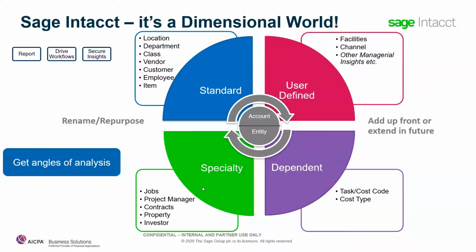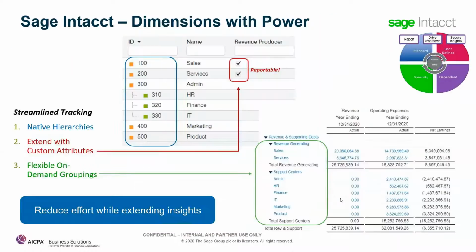We also can filter by specialty dimensions. So I could tag a transaction that's tied to a job that we're used to doing, maybe even a project manager. Imagine being able to produce an income statement very quickly by a job or a project manager, something that would probably be time consuming right now. We also have dependent dimensions like cost codes and cost types.